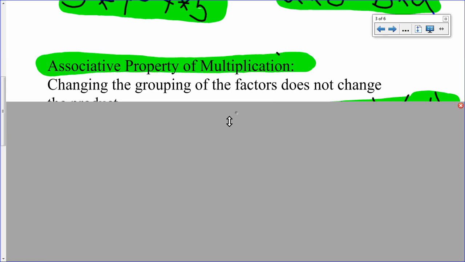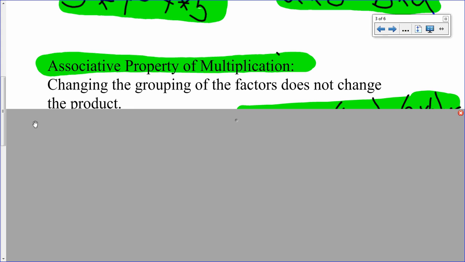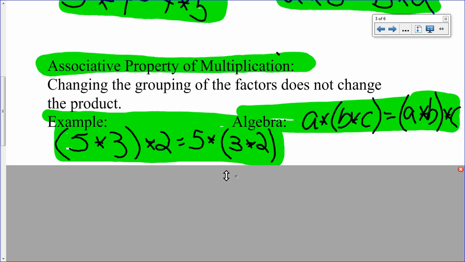The next property is the associative property of multiplication. And again, it says changing the grouping of the factors does not change the product. So again, here we're just going to move the parentheses. The order of the factors stays the same. (5 times 3) times 2 is the same as 5 times (3 times 2). (A times B) times C is equal to A times (B times C). Again, the order stays the same with associative property.